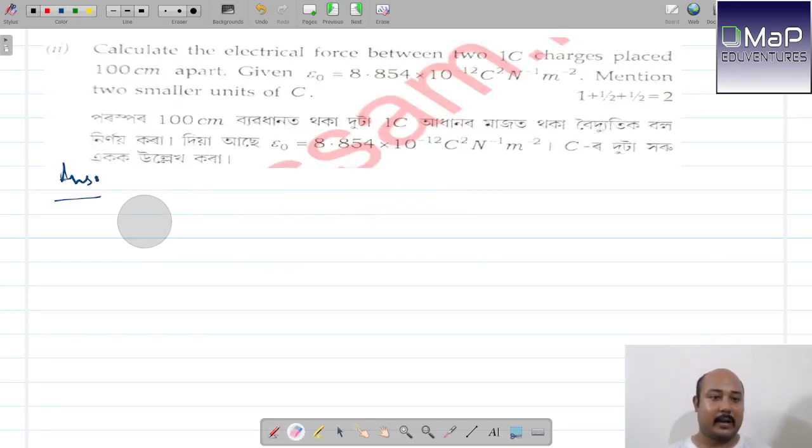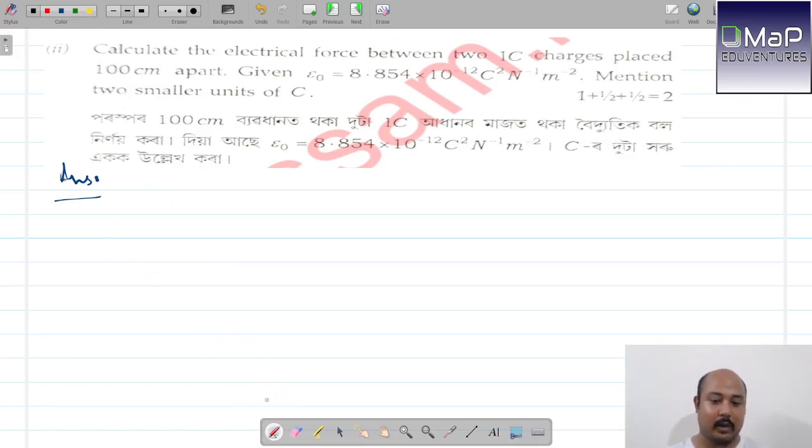Our next question is the second option of question number 2a, that is: calculate the electrical force between two 1 coulomb charges placed 100 cm apart. Well, that is 1 meter apart, and given epsilon naught equal to 8.854 into 10 to the power minus 12 coulomb square per newton per meter square. Mention two smaller units of C.